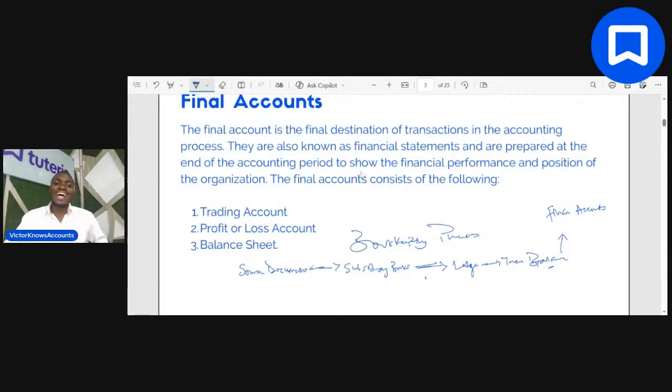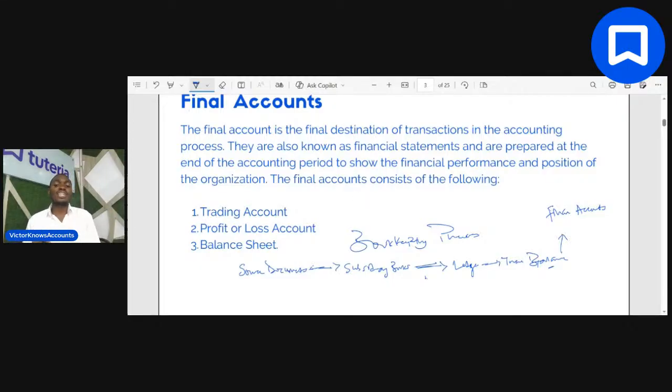Now, they are prepared at the end of the accounting period. So see another reason why it's called final account. That's why it's the final destination of transactions, because it is prepared at the end of the period to show that during this period, we want to know what our financial performance is and what our financial position is. So it is prepared to show the financial performance and position of the organization.